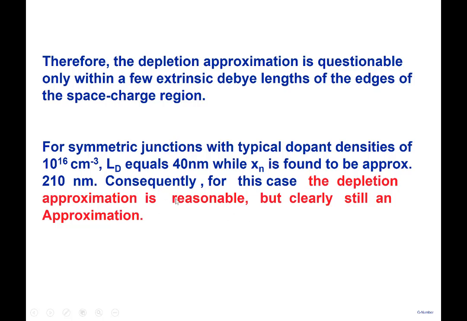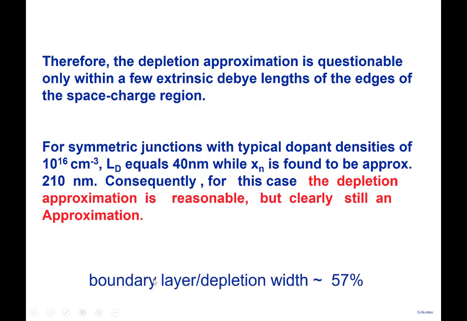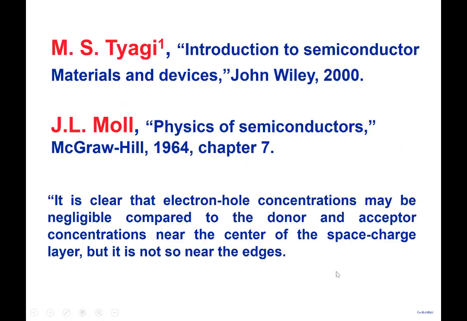But they say the depletion approximation is reasonable. How? How is it reasonable? 120 nanometer of transition region length and 210 is the depletion. How is it reasonable? Well, that question is not being raised. Nobody is asking that. How is it reasonable? Okay? As I said, if I look at the boundary layer that they're talking about, divided by depletion, it is almost 57%. How is it reasonable?